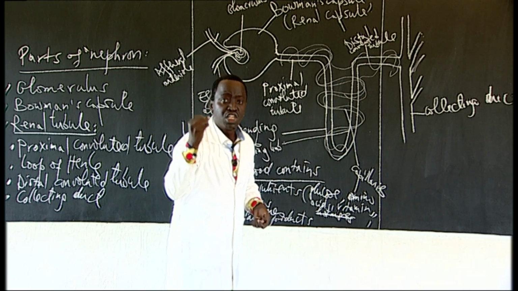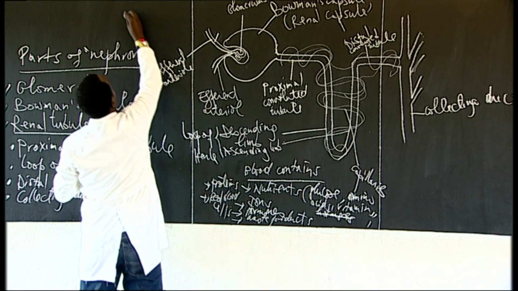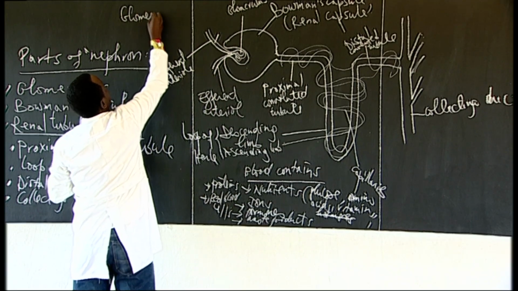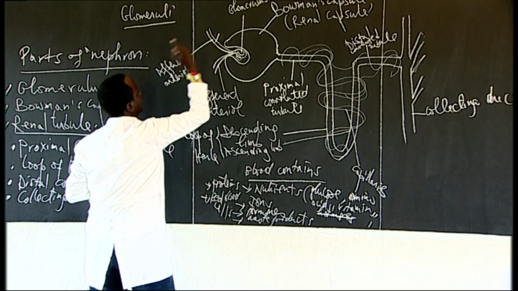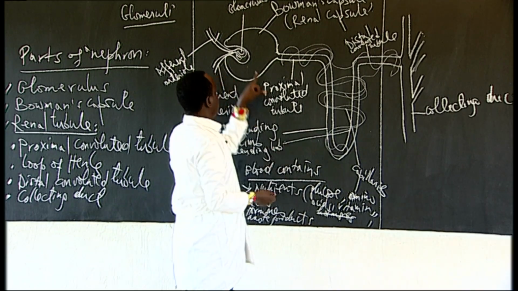It is because in the glomerulus, actually, it is glomerulus. The plural is glomeruli. This is the plural. When it is singular, it's glomerulus. So when the blood comes, it passes here.